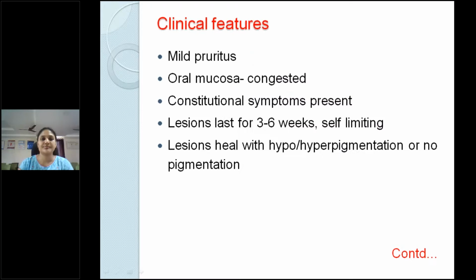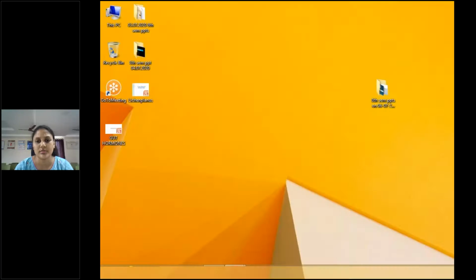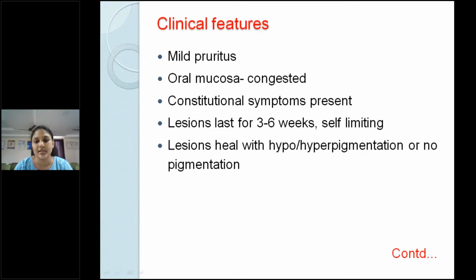See, this is a picture of typical pityriasis rosea, widespread lesions, which occur after 5 to 15 days of appearance of the herald patch. And what are the clinical features? Very mild pruritus will be present; some will not even have that mild pruritus. The oral mucosa will be congested. Constitutional symptoms like fever will be present, but not in all cases. These lesions last for 3 to 6 weeks and are self-limiting, that is, they disappear by themselves. They heal with hypo- or hyperpigmentation, or sometimes no pigmentation at all.